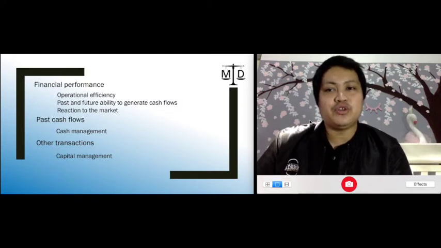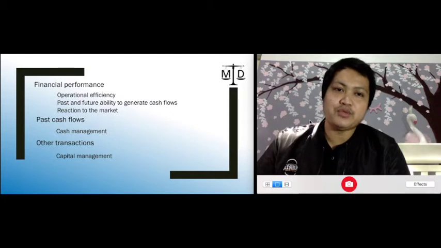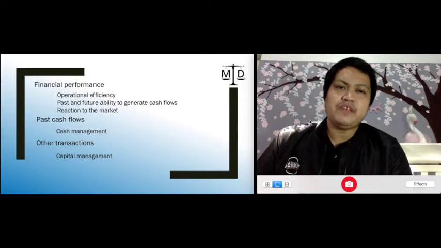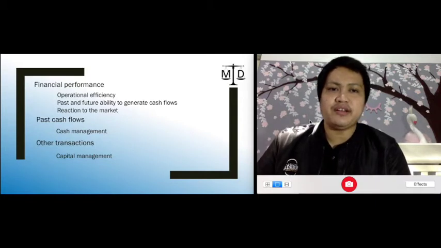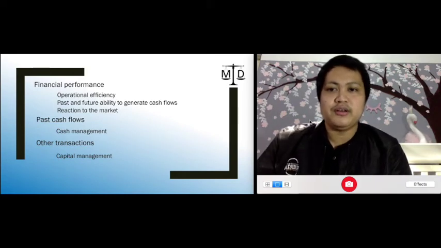Also, information on the entity's past cash flows based on the entity's financial performance would tell us how well the entity manages its cash. If the entity is having difficulty generating cash, even though the entity is doing well, then that would be a poor sign of cash management. Again, that would be a reflection on the performance of our management.